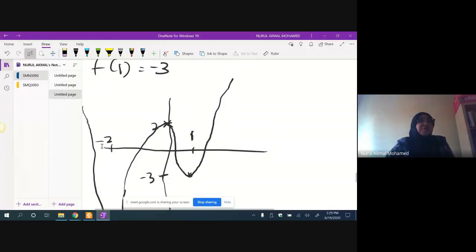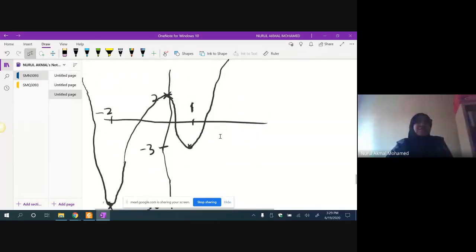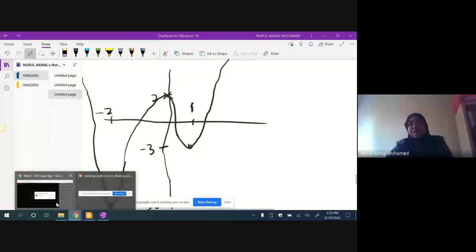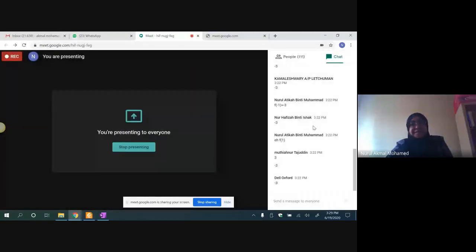Even though we don't plot every point of f, we can predict the shape of the function by using the derivative of f. So I hope it is clear. Any questions that you want to ask? Any question? Anyone want to ask? No one? Okay, good.